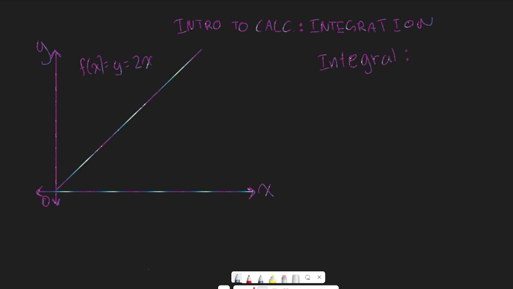In this video, we're going to cover the intro to calculus, and specifically, we're going to talk about integration. Okay, so first of all, what is an integral, or what is integration? In mathematics, an integral is a fundamental concept that represents the accumulation of quantities. In this video, we're going to cover what that means in the specific context of area under a curve.